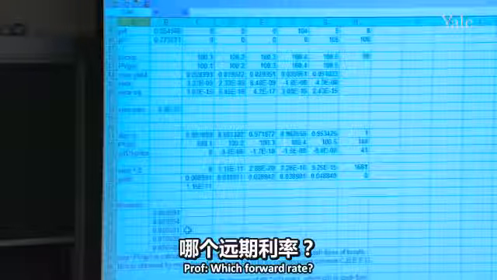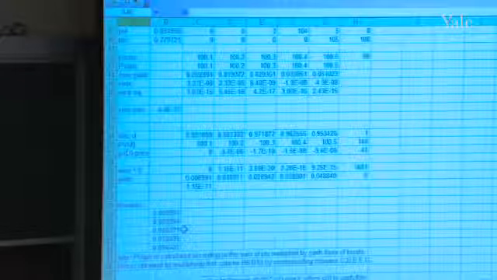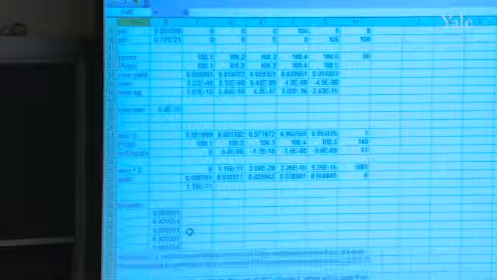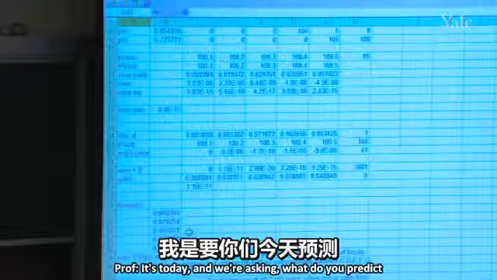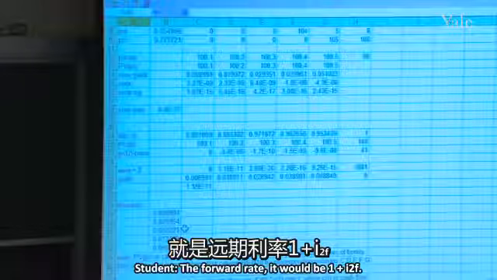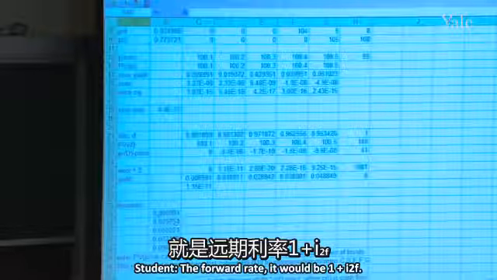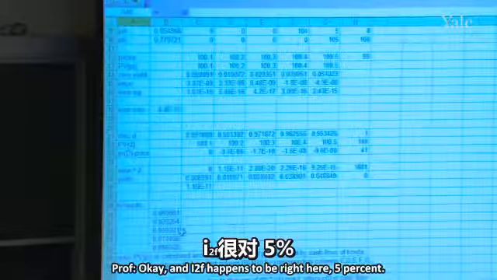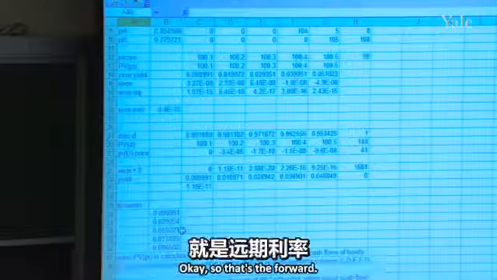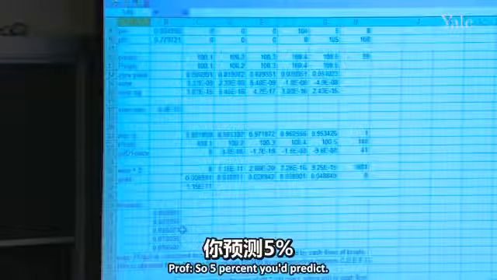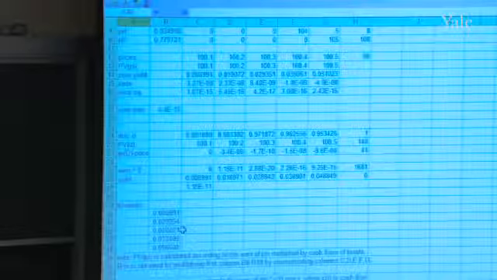Yeah. The market predicts maybe the forward rate. Which forward rate? Sorry, which years were you asking? Year 2. In year 2, what do you think the interest rate will be between year 2 and year 3? It's today, and we're asking, what do you predict the market rate of interest will be between year 2 and year 3? The forward rate, it would be 1 plus I2F. Okay, and I2F happens to be right here, 5%. So that's the forward. So 5% you'd predict. Markets are efficient, and that's the best prediction.